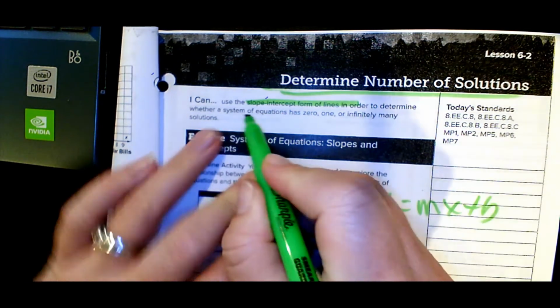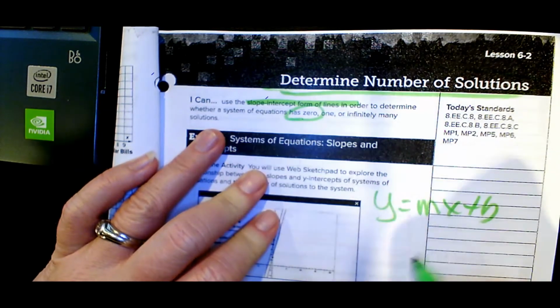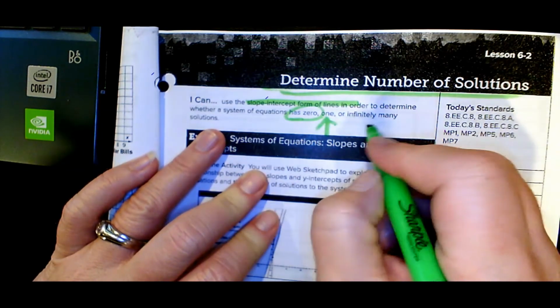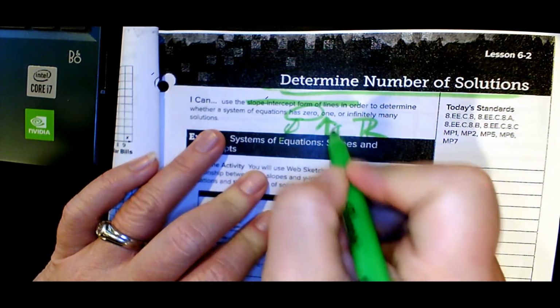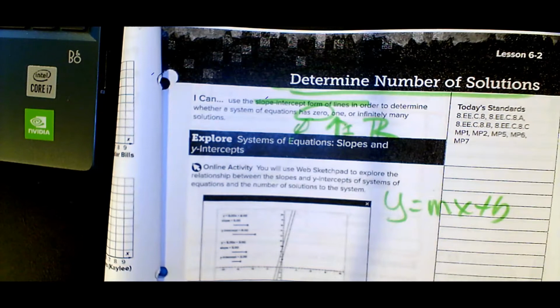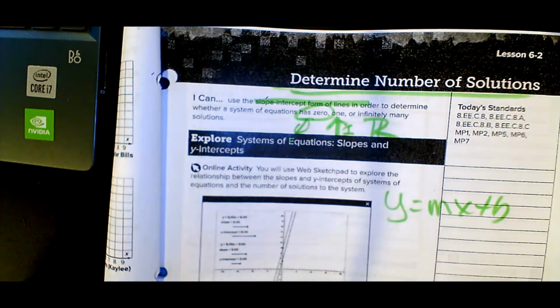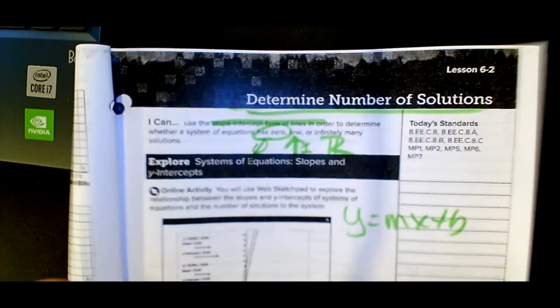In order to determine whether a system of equations has 0, 1, or infinitely many. Okay, so does it have 0 solutions? 1 solution? Or are the solutions all real numbers? That's what we want to find out. You'll just be able to look at the equation. Well, you might have to do a little bit of mathematics first, but that's the gist of it. So what does that mean?